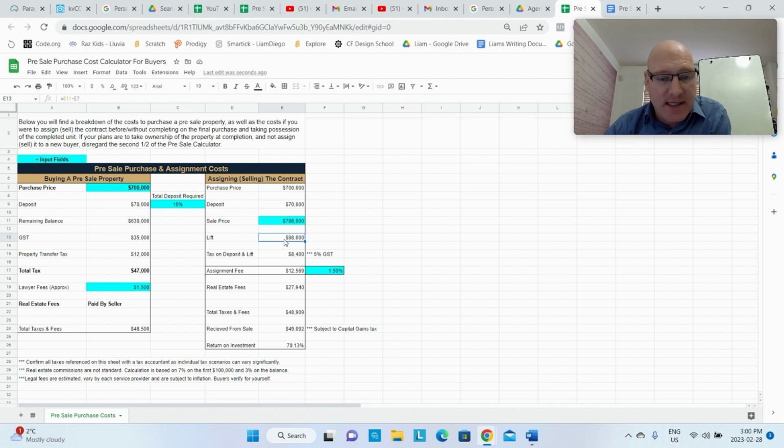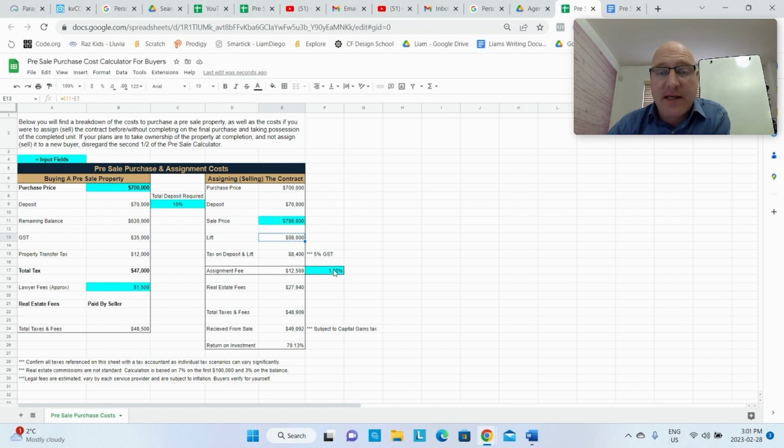Now, the lift is the technical term that we use in the industry in British Columbia anyway, and that is the difference between your purchase price and the sale price. So in this case, if you bought it for 700,000 and you sold it for 798, then the lift would be 98,000. The tax on deposit and lift: in my region, you have to pay GST on the deposit and lift. It's kind of crazy. You've got to pay it on your deposit, which is given back to you even if you sell the contract, but that's how it is. So you're paying on the 70,000 plus the 98,000. 5% of that is 8,400.